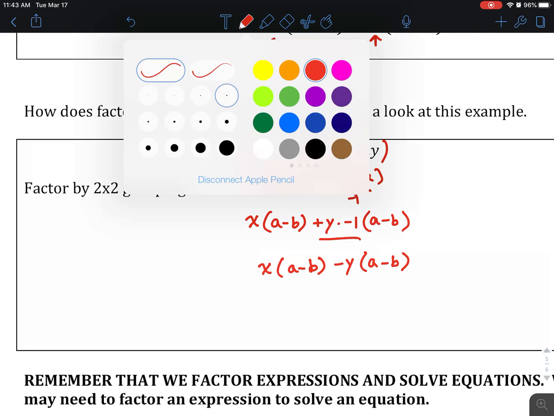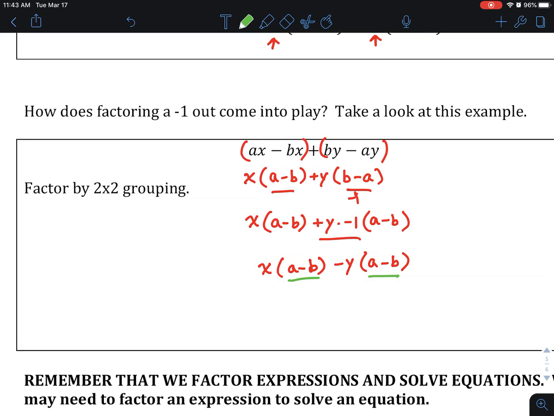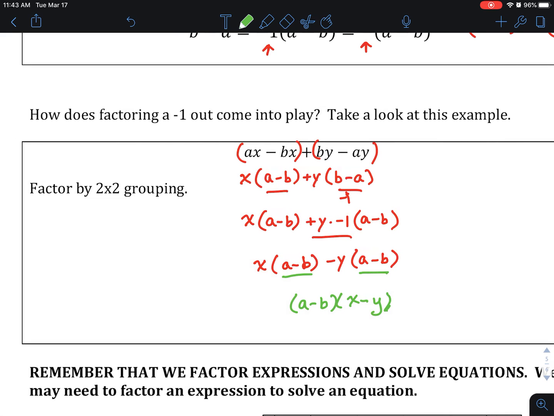And now the polynomial has common factors, right? So the common factor is a minus b. That is our GCF, a minus b. And the leftovers would be the things that are not in parentheses. That would be x minus y. So again, this is just showing you that when you factor 2 by 2 grouping, if it turns out that the common factor doesn't exist, but they are kind of in opposite form of one another, you can factor out an additional -1 from one of the factors, and then it'll become its opposite.